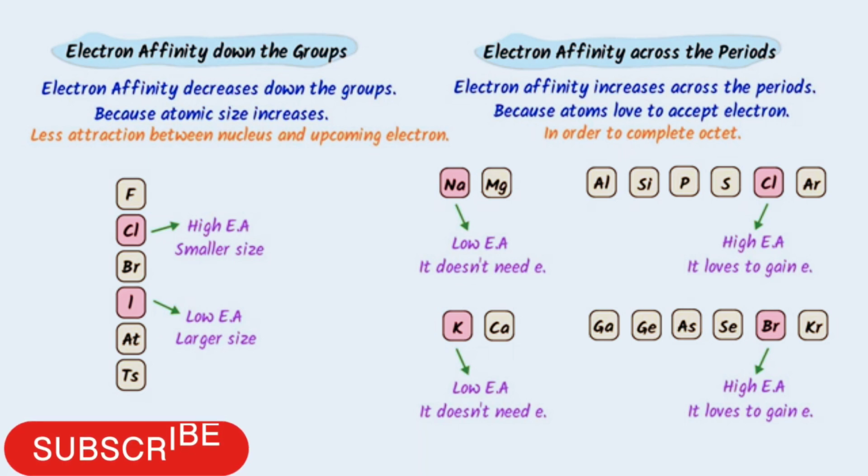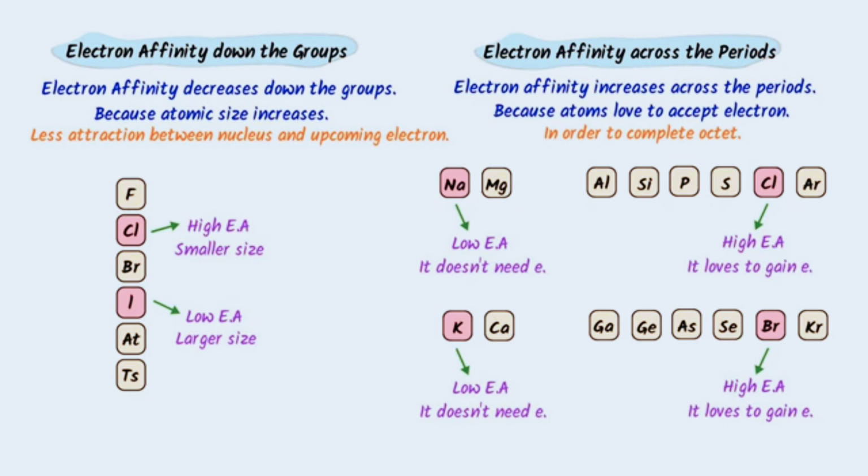Therefore, we say that down the group, electron affinity decreases and across the period, electron affinity increases. Hence, note down these important trends of the periodic table.